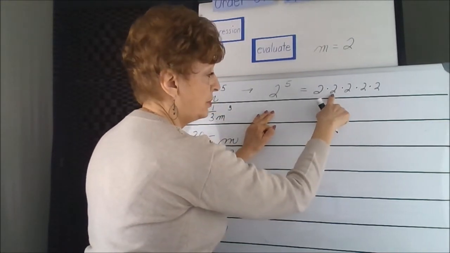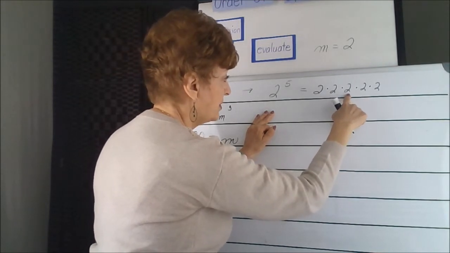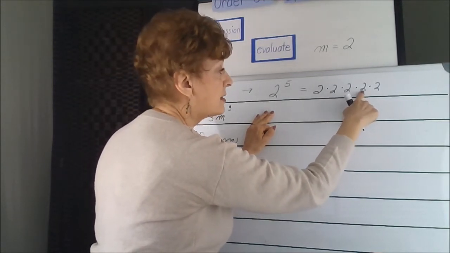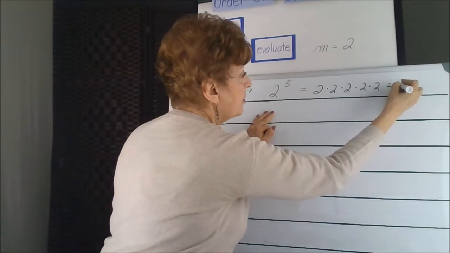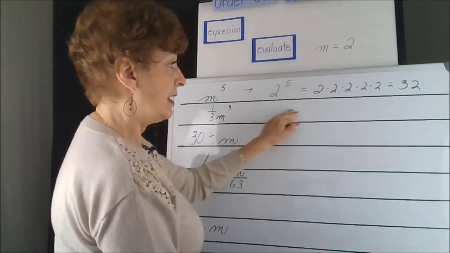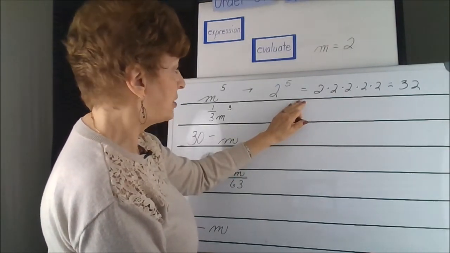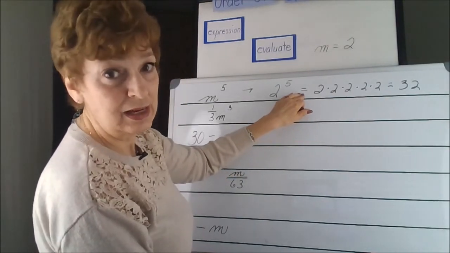2 times 2 is 4. 4 times 2 is 8. 8 times 2 is 16. And 16 times 2 is equal to 32. We have evaluated and made it into an equation because we then added the equal sign to this.